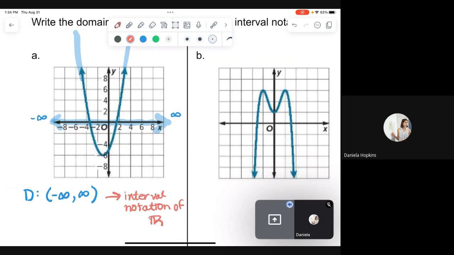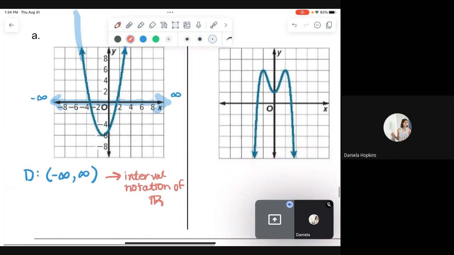So if you really forgot interval notation, then I ask you for the domain, but you know it's all real numbers and you write all real numbers, I'll give you some points. Maybe not all of them, but some.